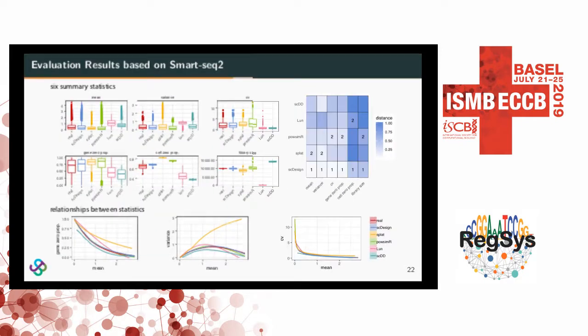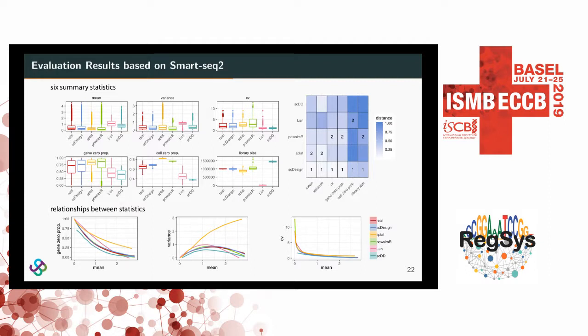So here are just some examples. As you can see, we use box plots to compare distributions. The first box is real data, and the second box is our method. If you look at them side by side, you will see that we are the most similar to real data. We also compare the relationship between pairwise summary statistics, and we are also very similar to real data, while some methods like SPLAT are very off.